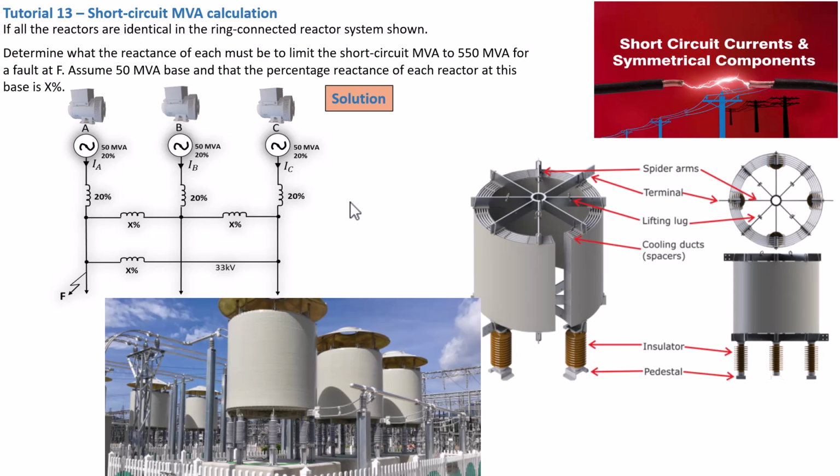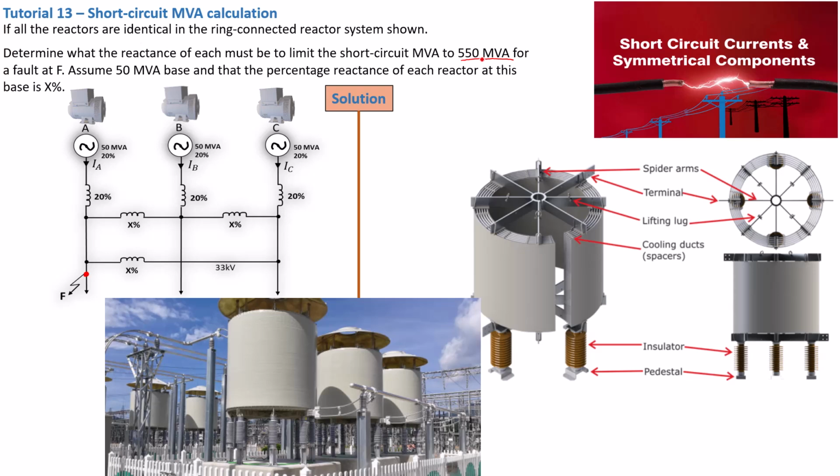Great. Now moving on, as we can see here, we are given a ring system, basically reactors connected in a ring system that form a delta configuration. And our goal here is to find the missing reactance so that we can limit the fault at this location, which is actually already given to us, to 550 MVA. So this basically means you have to find this reactance that will limit the fault at exactly this value.